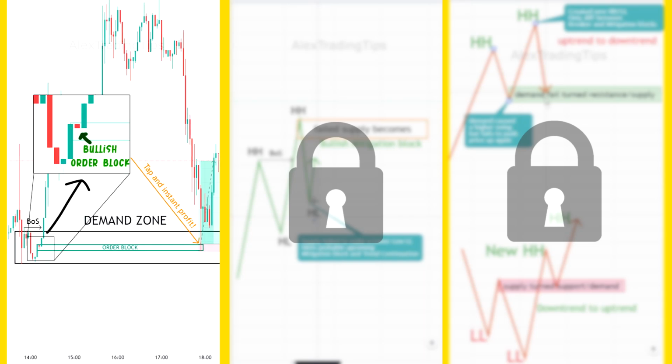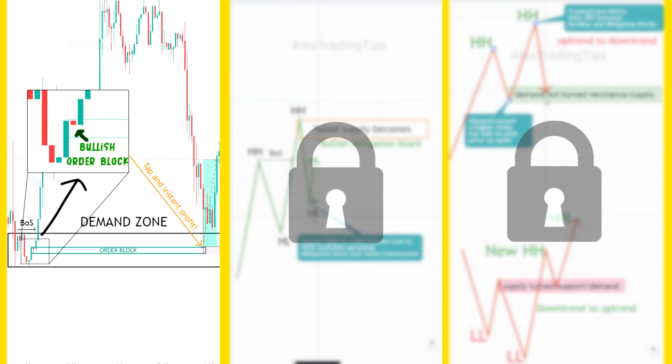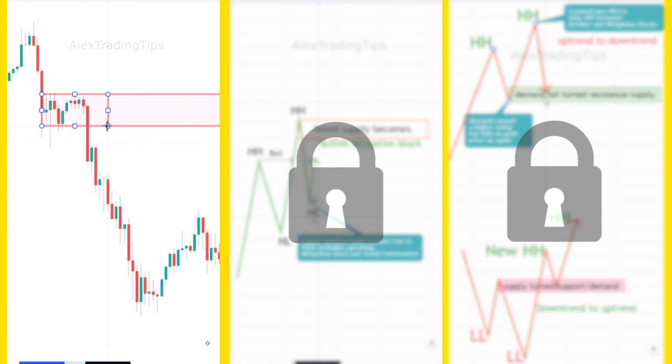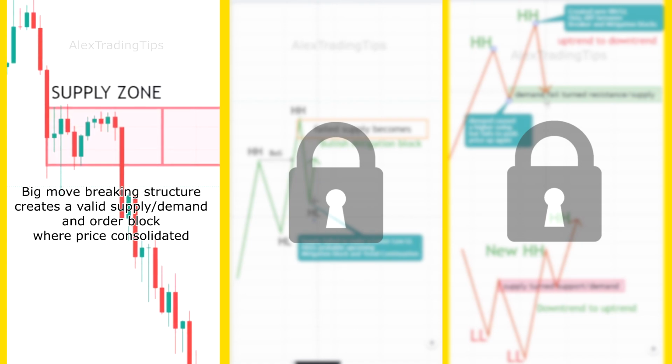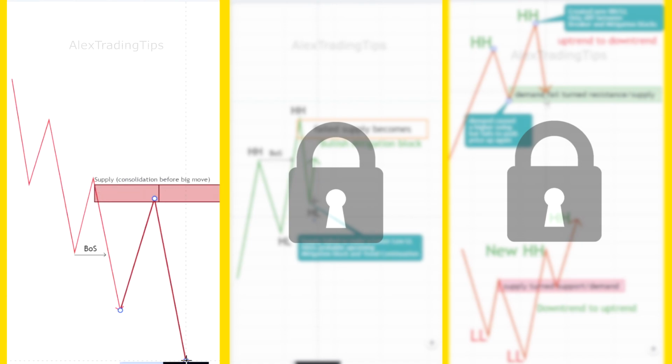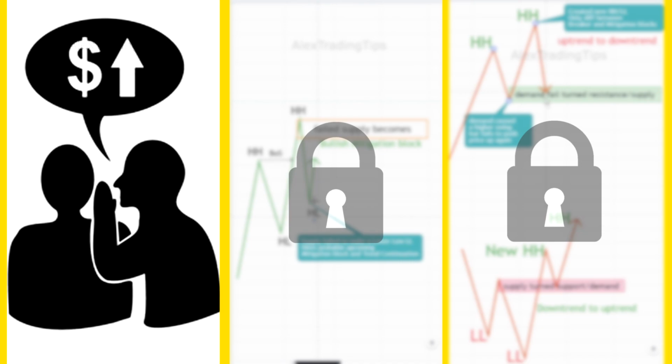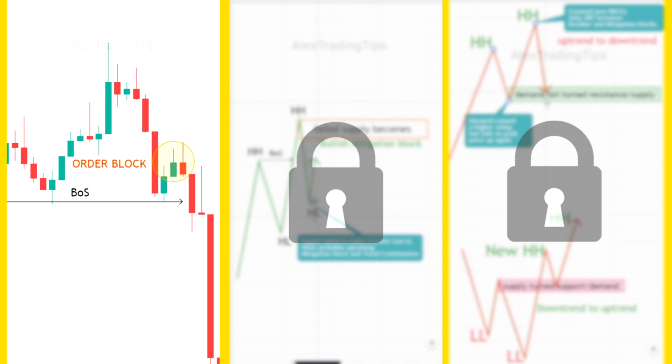What is an order block? Order blocks are refined zones within an area of supply or demand. Most retail traders would look at the whole area of consolidation where they would expect a reaction in the near future. But smart money already has an exact level in plan, and we know that as an order block.